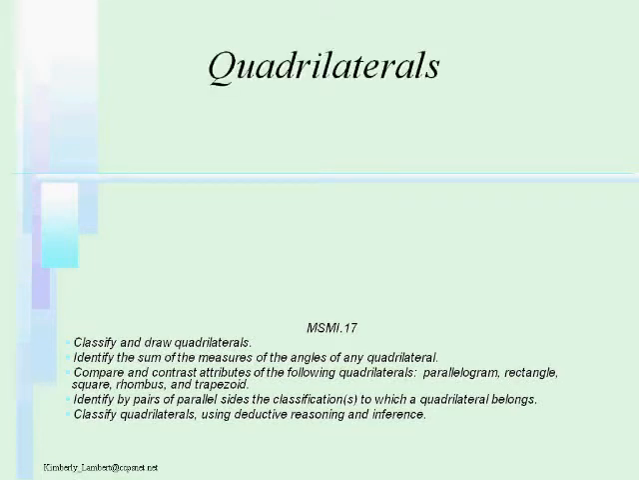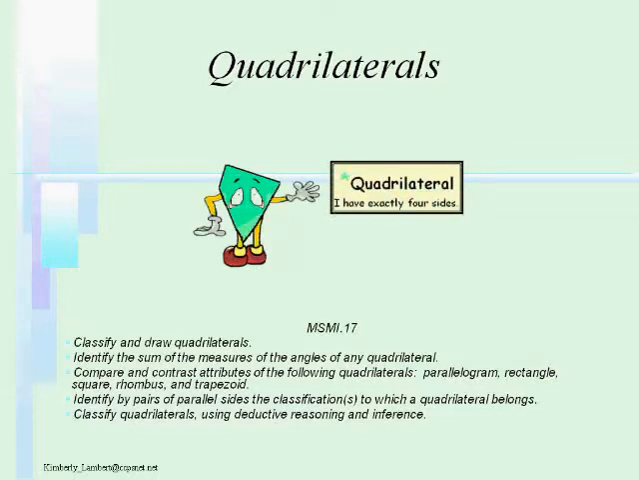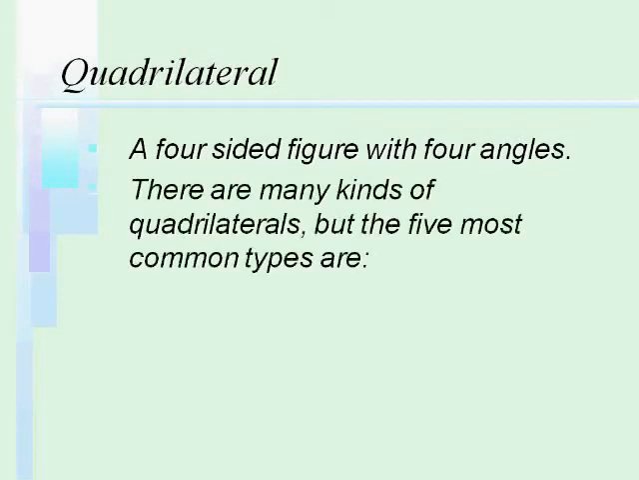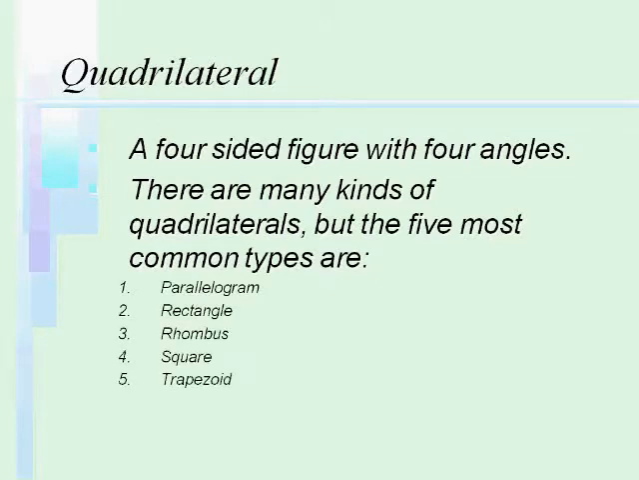This presentation will be on quadrilaterals. We'll be working on classifying, drawing, identifying, and comparing and contrasting the different types of quadrilaterals. So a quadrilateral is a four-sided figure with four angles. There are many kinds of quadrilaterals, but the five most common types are parallelogram, rectangle, rhombus, square, and trapezoid.